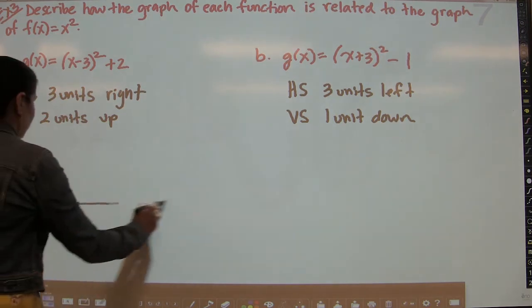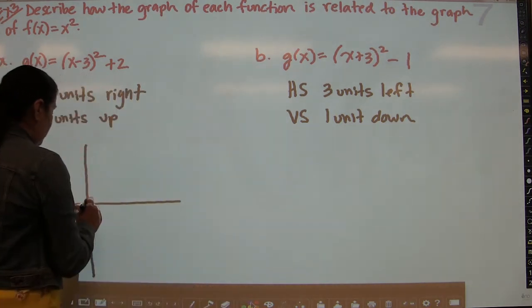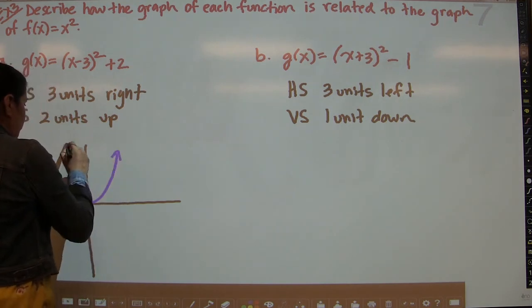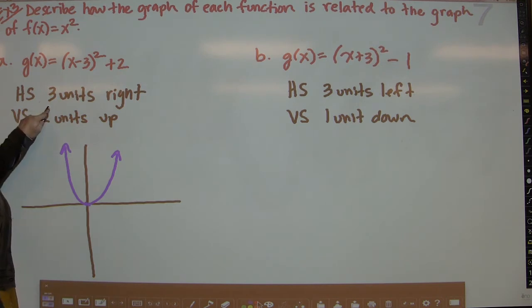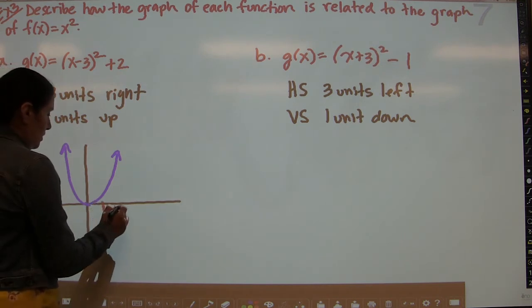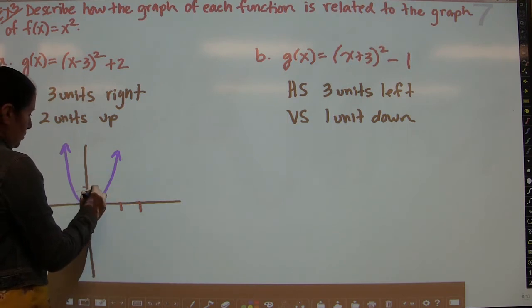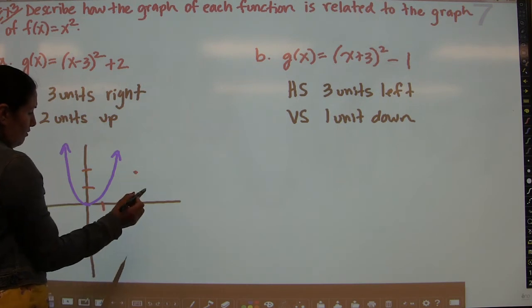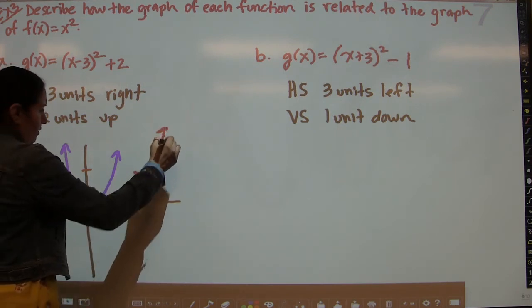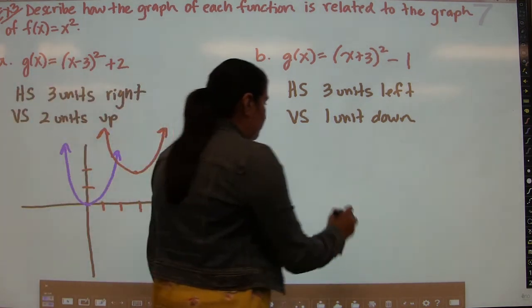And again, to graph that little guy, your parent graph is right here, and the transformed graph will be 3 units to the right, so I'm going to go 1, 2, 3 units to the right, and 2 units up. 1, 2, so 3 units right, 2 units up, that becomes my vertex instead of over here, and then my parabola is over there. Really easy to graph.